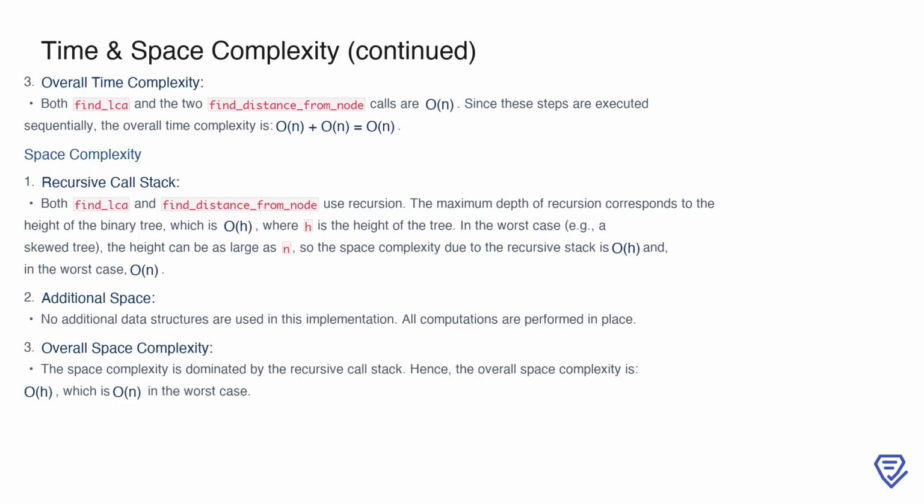find_distance_from_node. The maximum depth of recursion corresponds to the height of the binary tree, denoted as h. In a balanced tree, h is proportional to log n, but in the worst case, such as a skewed tree, the height can reach n. Thus, the space complexity of the recursive stack is O(h), which in the worst case becomes O(n). Importantly, no additional data structures are used in this implementation, and all computations are performed in place. Consequently, the overall space complexity is also O(h), which simplifies to O(n) in the worst case.